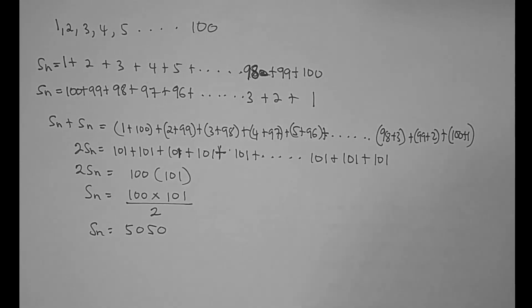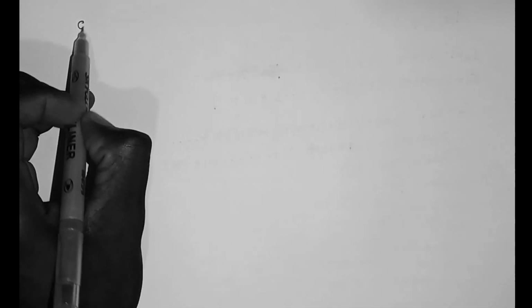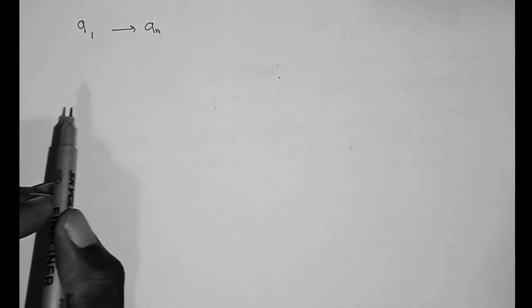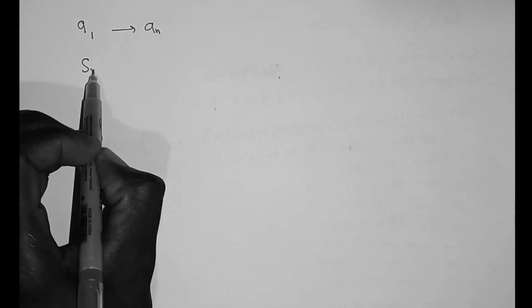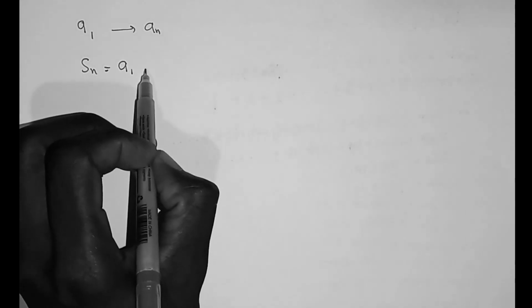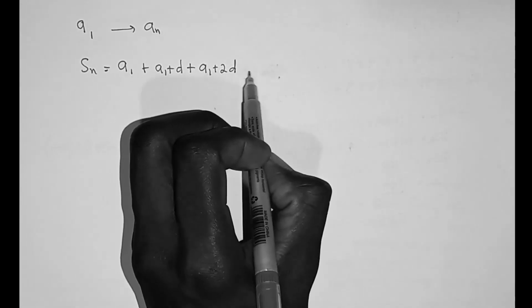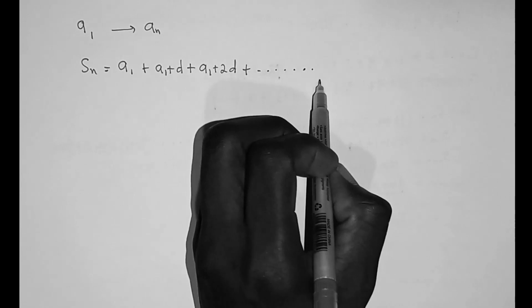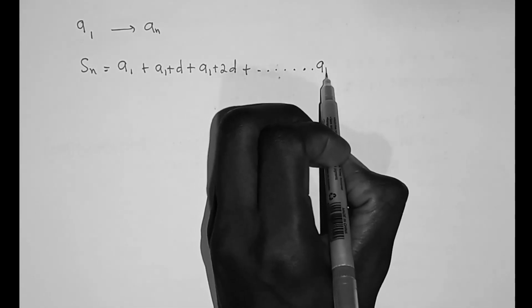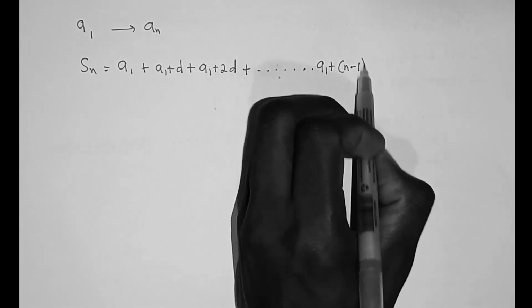So this is the simplest way of summing, for example, numbers from 1 to 100. So having understood this, what if we were to use the general formula of finding the nth term of an arithmetic sequence? For example, what if it was to sum from A1 to An? What would be the general formula? So Sn is equal to, the first term is A1, the second term is A1 plus D, and the third term is A1 plus 2D, plus up to the last but one term, and the last but one term is A1 plus n minus 1 D.